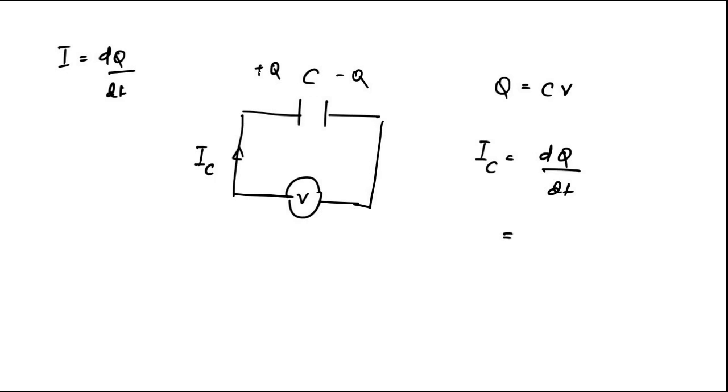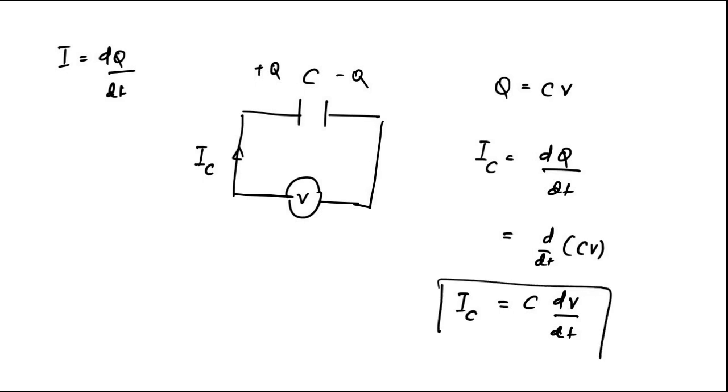So that will be equal to d by dt of CV. But capacitance is a sort of proportionality constant, so it will come outside, so it will be C dV by dt. Okay, so this is the expression of capacitor current. Then if we want to determine the capacitor potential, let's say this is VC, and this is the capacitor charge QC.